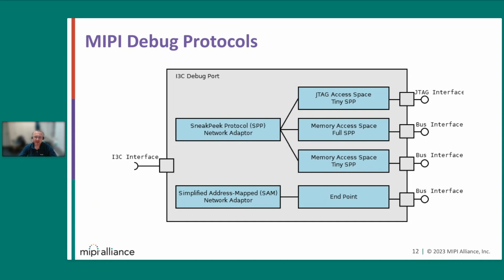Another I3C network adapter is the Simplified Address Map network adapter. It's using a protocol that is more focused on the payload than on error transmission. And it's better for the half duplex connection of I3C. The SAM network adapter has multiple endpoints to address different buses or to encode the access width for the bus.